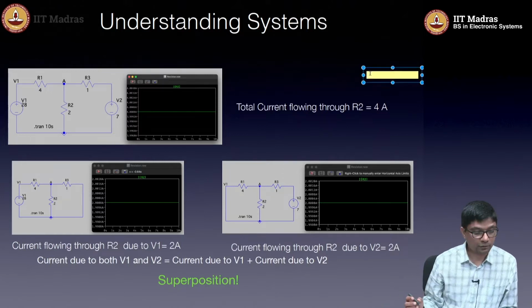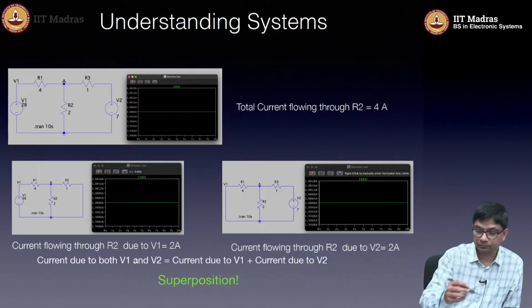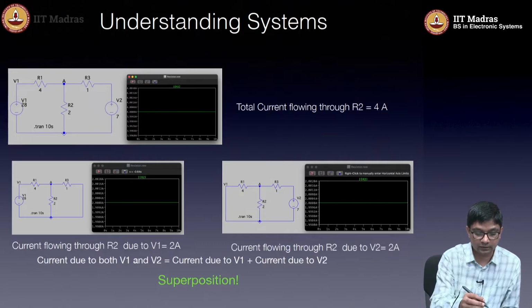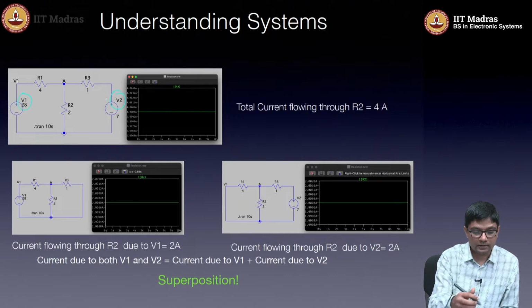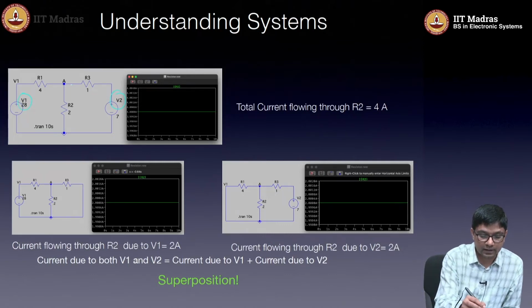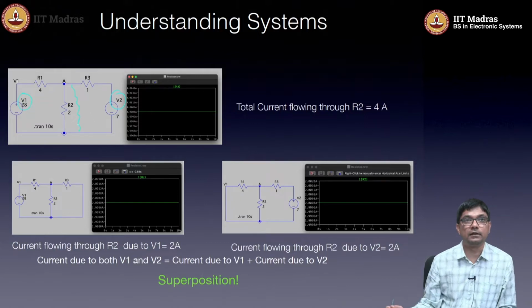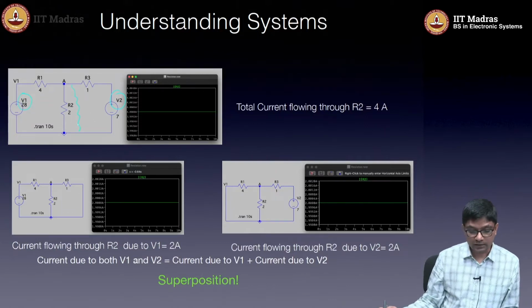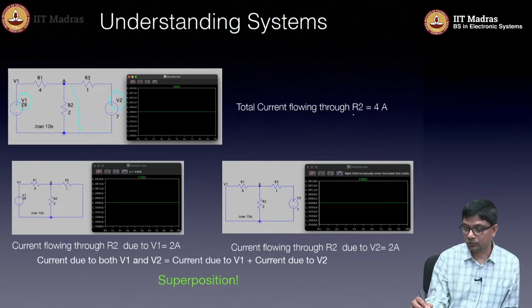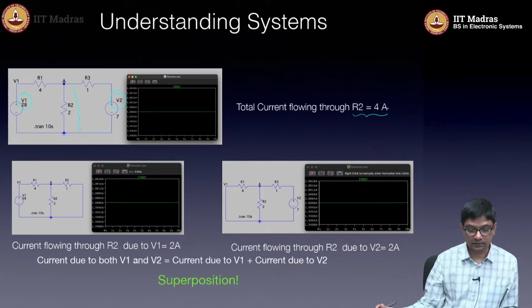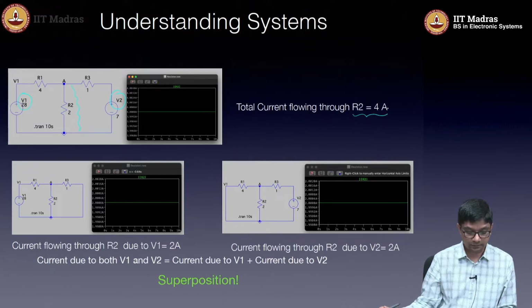So, suppose I start here with a simple resistive network. I have two voltage sources V1 and V2, some resistors, and I'm interested in what is happening across this resistor R2. I just do my simple math, or I can just do a PSpice simulation. I can easily compute that the current through R2 is just 4 amperes.